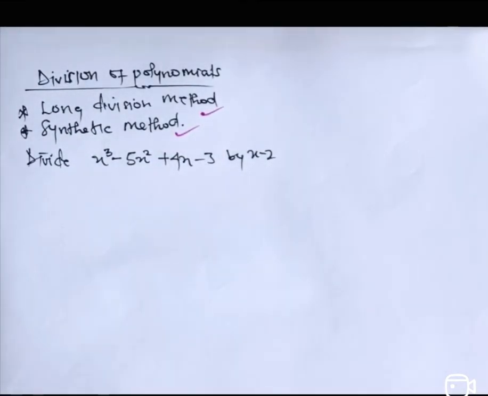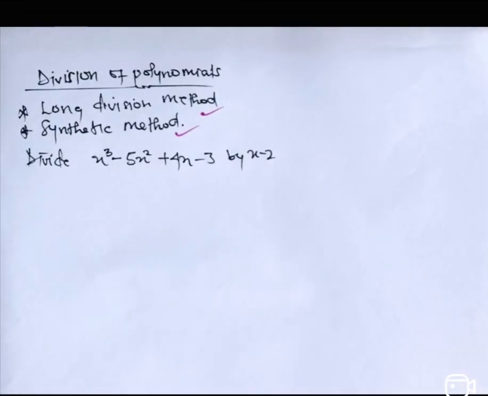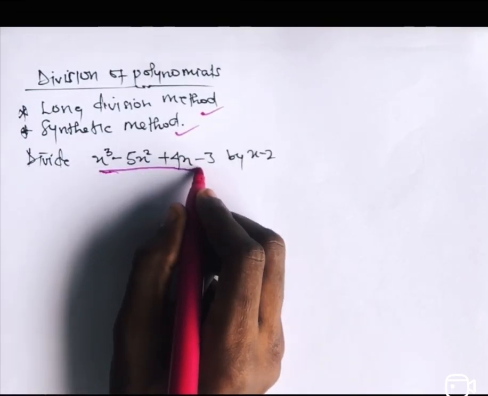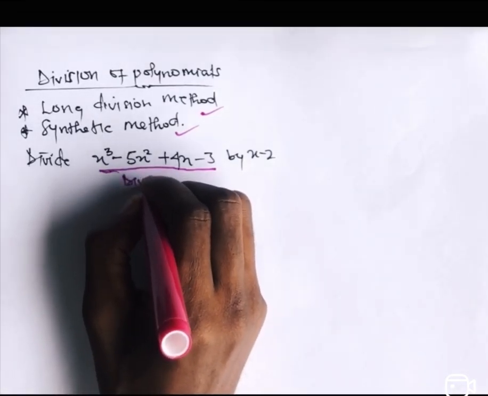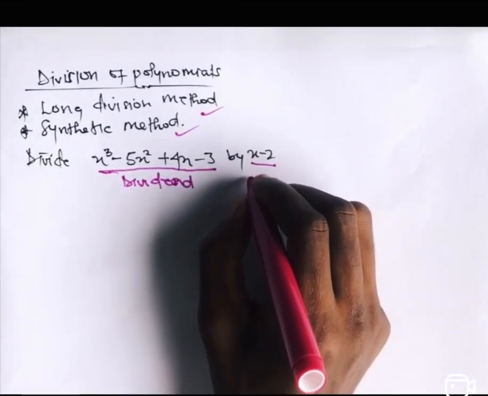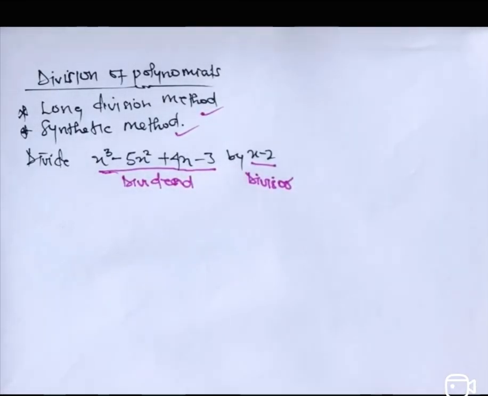All right. So this is the example. Divide x cubed minus 5x squared plus 4x minus 3 by x minus 2. Now, this thing here is what we call the dividend. And this is called the divisor. All right. Good. After getting your answer, this is how you're going to present your answer.